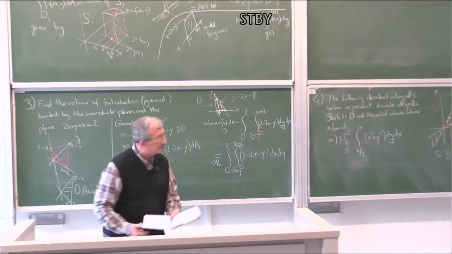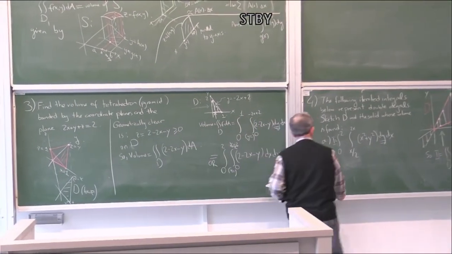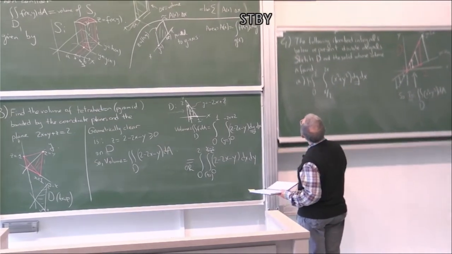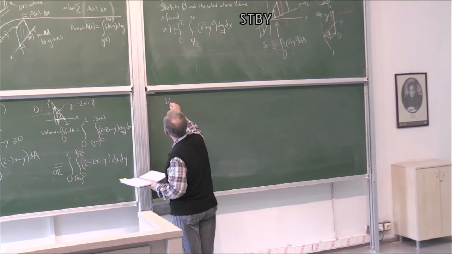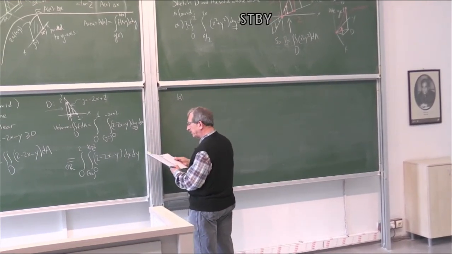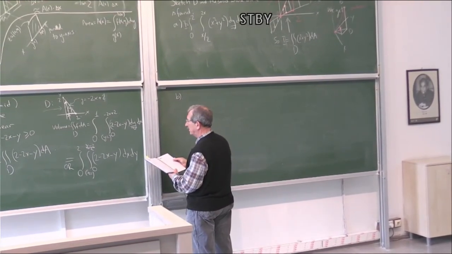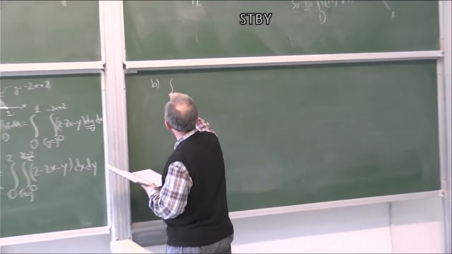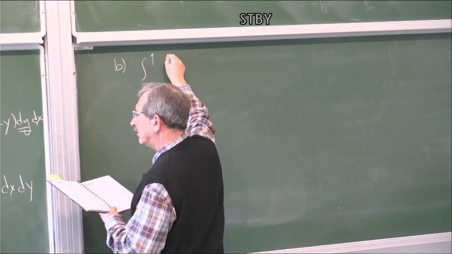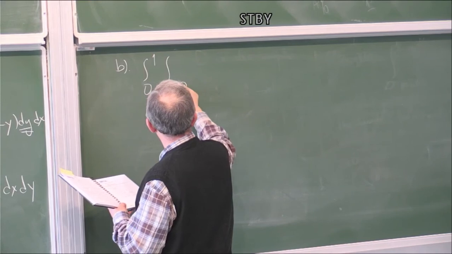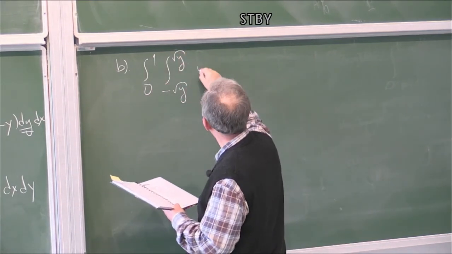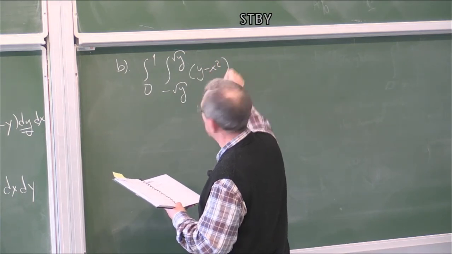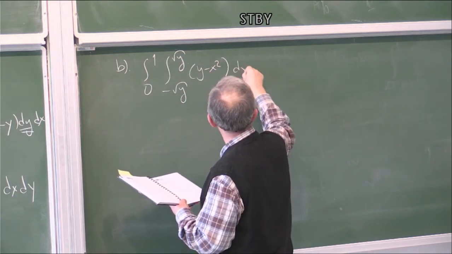Well, the second one, the iterated integral in this second one is 0 to 1, minus root y to root y, and you have y minus x squared dx dy.